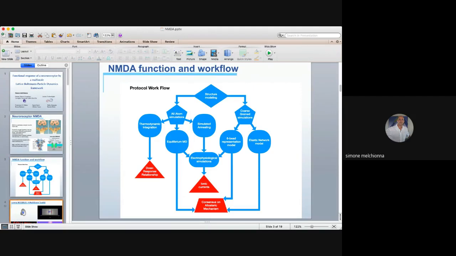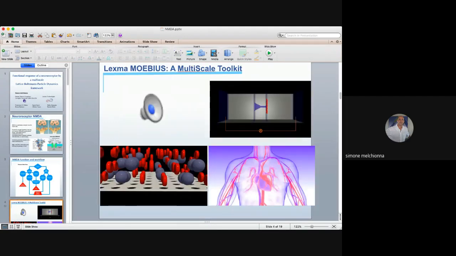Lexma is a company that is pretty exposed in this domain. So what Lexma does is to produce. You still see my slides? Well, I guess so. Anyway, what Lexma does is to develop a framework which is basically a toolkit made of several components.